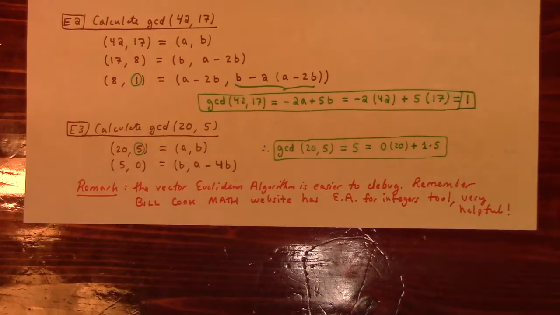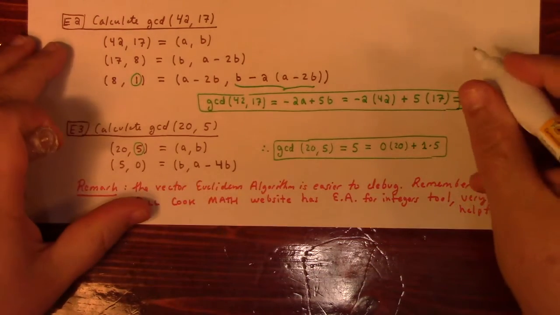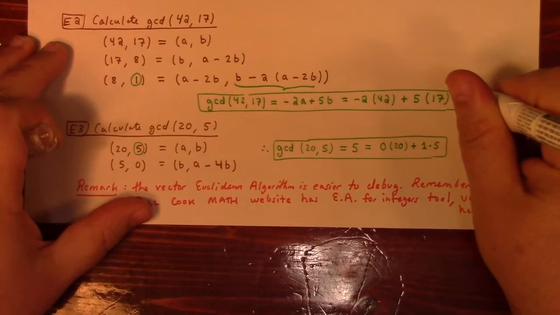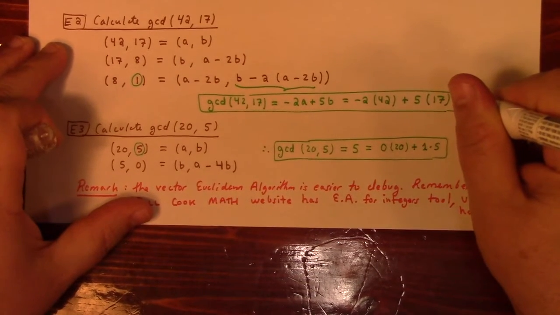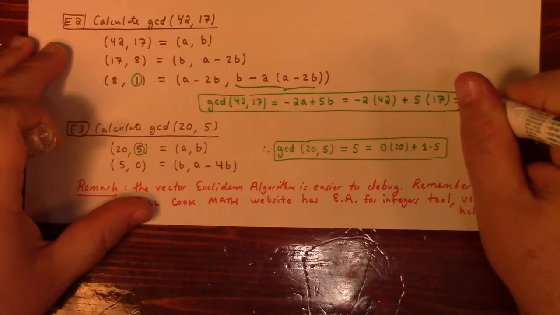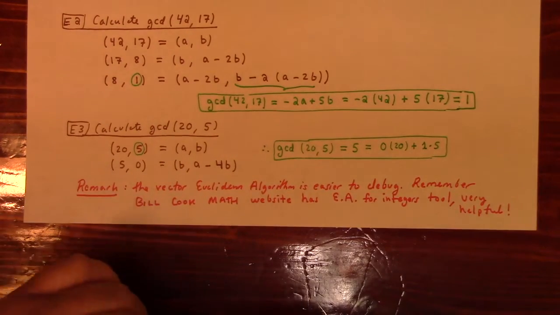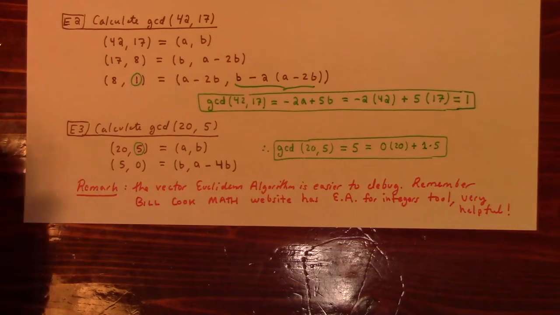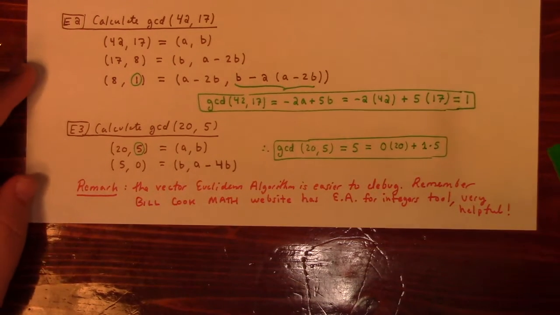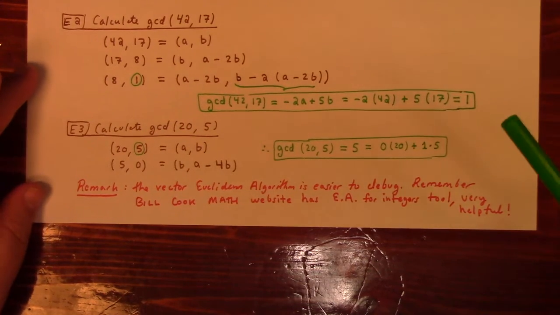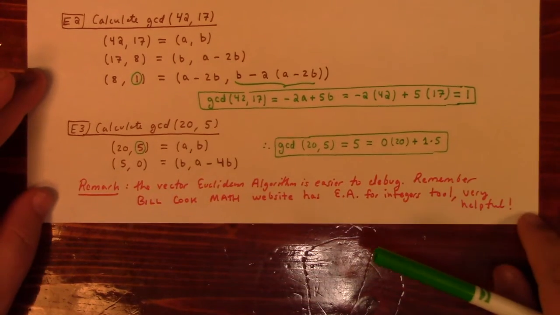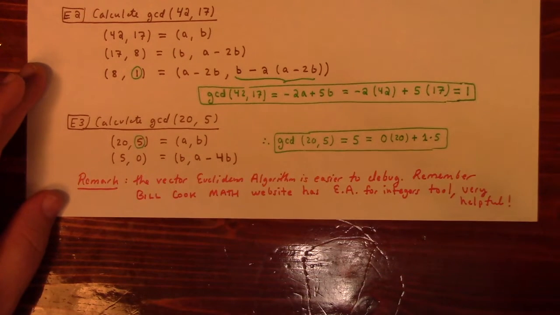Okay. So this, my friends, is the vector Euclidean algorithm. It's basically the same song and dance. It's just that we keep track of an A and a B, and that will allow us to see how the GCD is built from an integer linear combination of A and B. And in my experience, this is way, way easier than trying to back substitute the equations like I illustrated at the end of the last lecture.